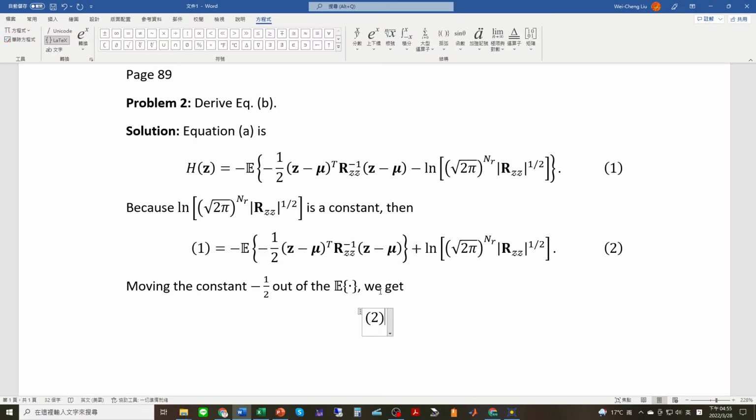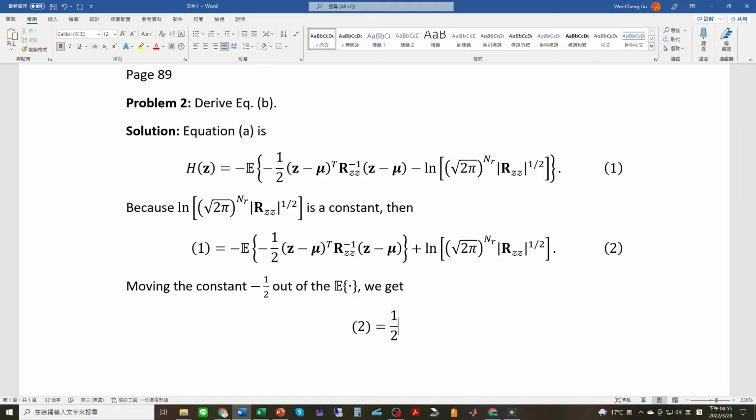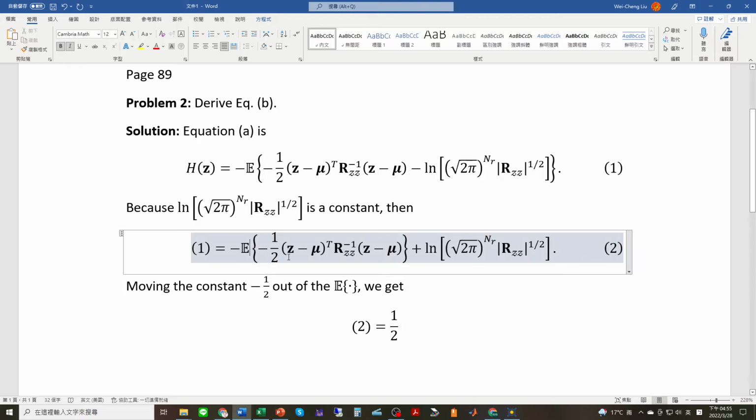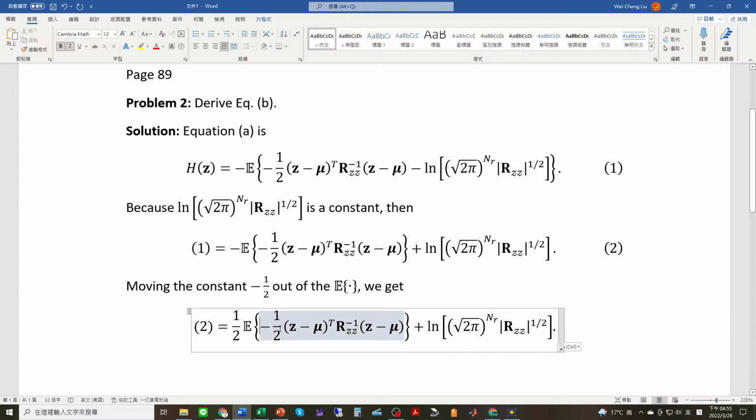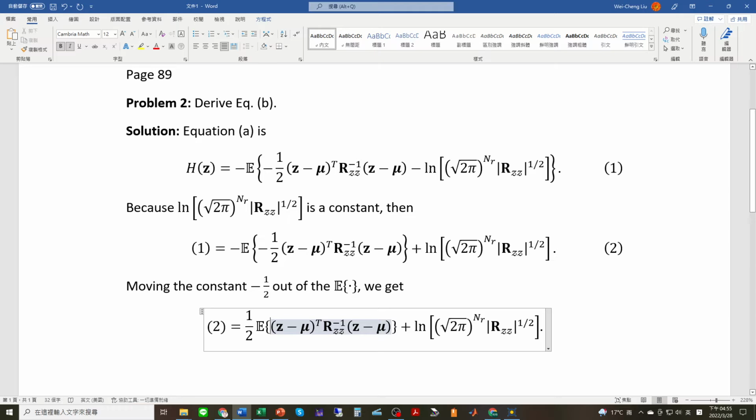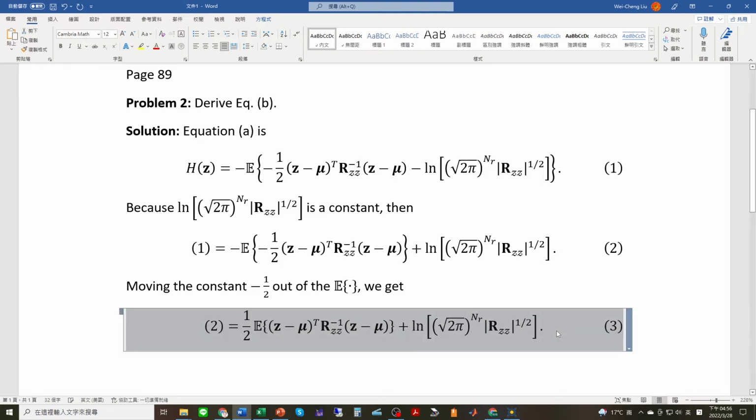equation 2 is equal to 1 over 2 here, and times the expectation of this, and this minus 1 over 2 disappears. 1 over 2 times expectation of (z minus mu) transpose times RZZ inverse times (z minus mu) plus natural log of the square root of 2 pi to the power of nr times the determinant of RZZ to the power of 1 over 2.